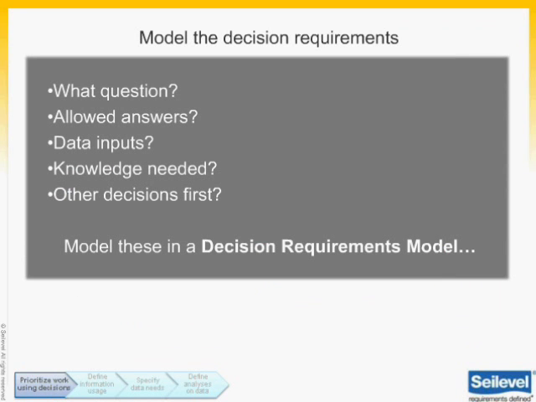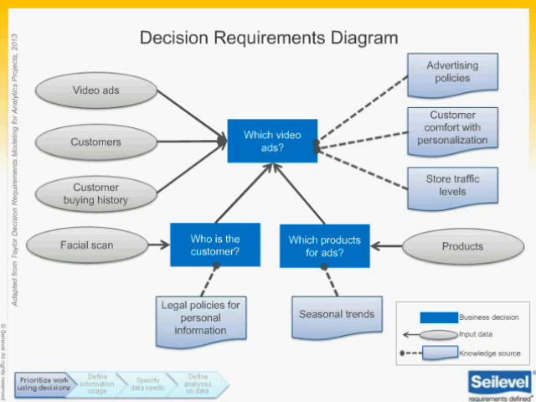And then we need to model what input or what data is needed to make the decision. Then we can model what knowledge, governance, business rules, maybe policy, have to be applied to make the decision. And finally, what other decisions do I have to make first before I can make that decision? There's a requirements model that you can use. It's called a decision requirements model or decision requirements diagram, and that is here on this slide for our scenario.